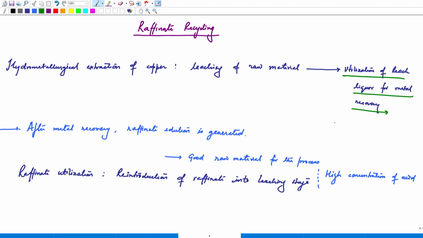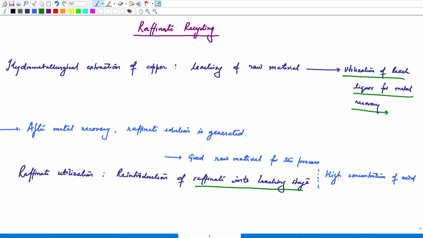And since we are discussing copper, we know that the leach liquor is basically rich in copper. After the recovery of copper from the solution in the solvent extraction process, we get raffinate solution. So the advantage of this raffinate solution is that it is very rich in acidic ions, because it was directly used before it became a raffinate, it was the leach liquor. So after copper was extracted, it is devoid of copper but still rich in other metallic ions and, let's say, sulfate ions if it is a sulfate solution. Such a solution can be directly reintroduced into the leaching stage because of the high concentration of acid. The reintroduction is the most common method of basically tapping the potential of raffinate.